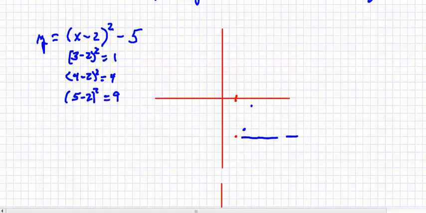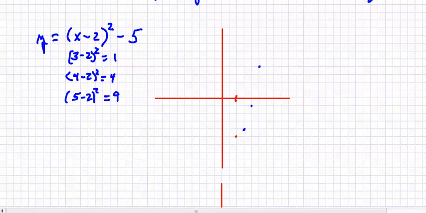I'm 9 above this line here. 1, 2, 3, 4, 5, 6, 7, 8, 9. And if I was one more over, 6 minus 2 is 4, that'd be 4 squared, or 16. So you see, this is 1, this is 4, and this distance here is 9. All right? And it continues that way. All right, let's just erase this stuff here.